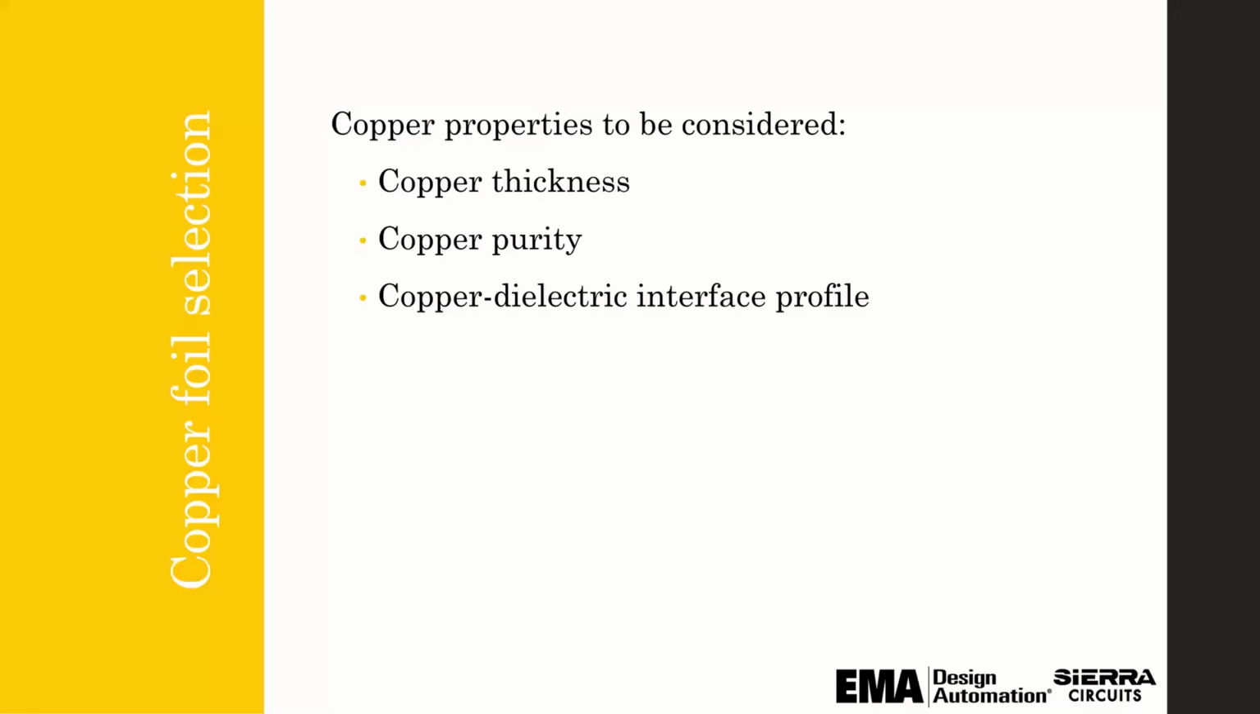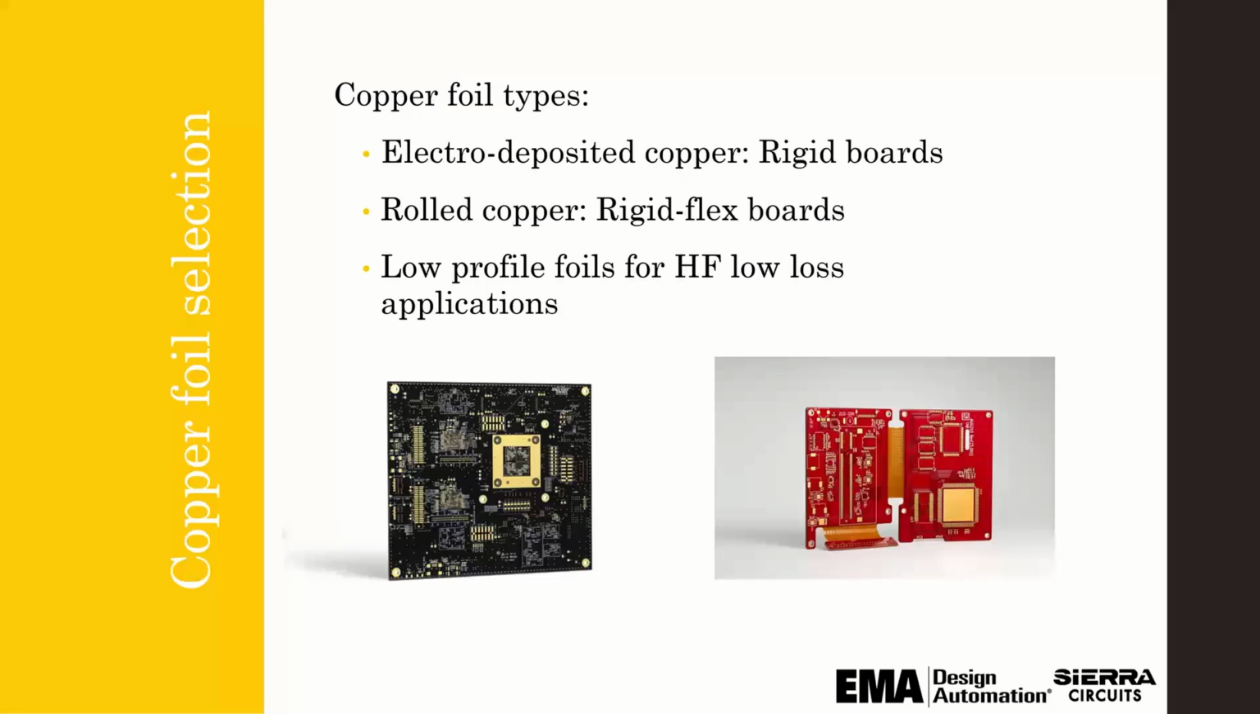Copper purity is the percentage of copper found in the copper foil. Electronic grade foil has a purity of around 99.7%. And we talked about the interface profile already. For high-speed applications, you really want a low profile. There's also electrodeposited copper versus rolled and annealed copper. Rolled and annealed copper is used for flex applications. You do not want a plate on top of your flex layers. You do what's called a button plate, so you're only plating in the via and not on the surface.